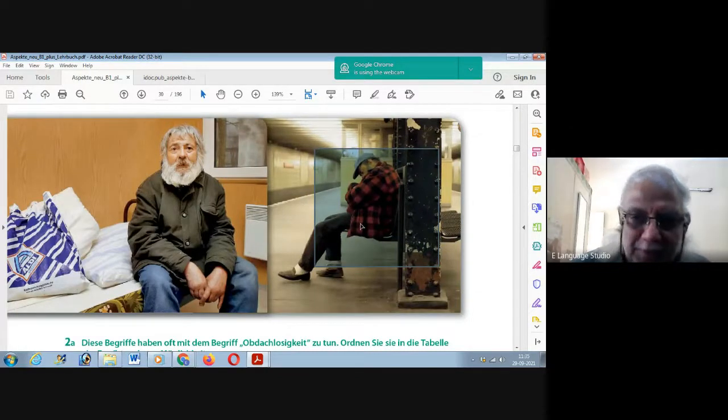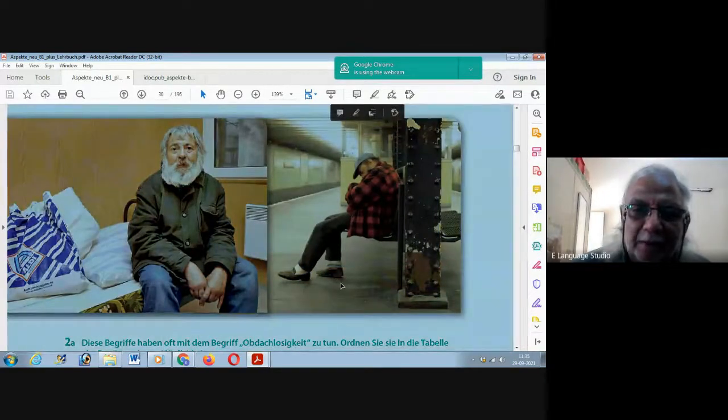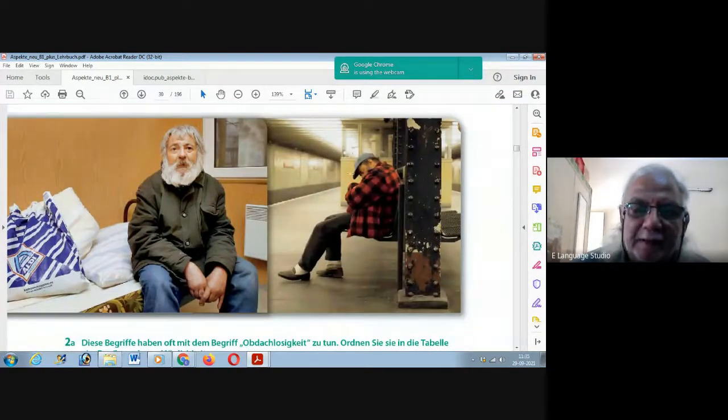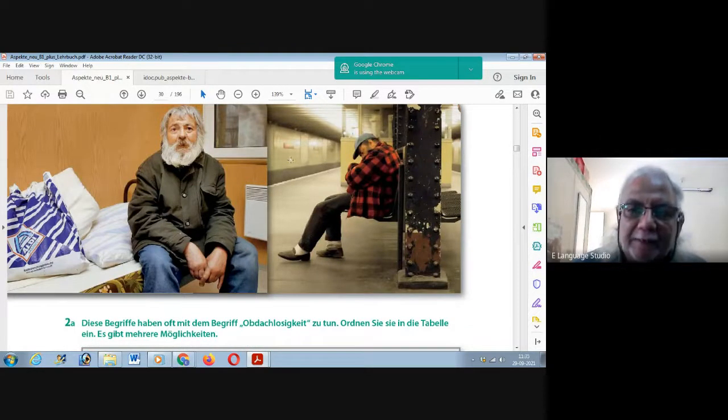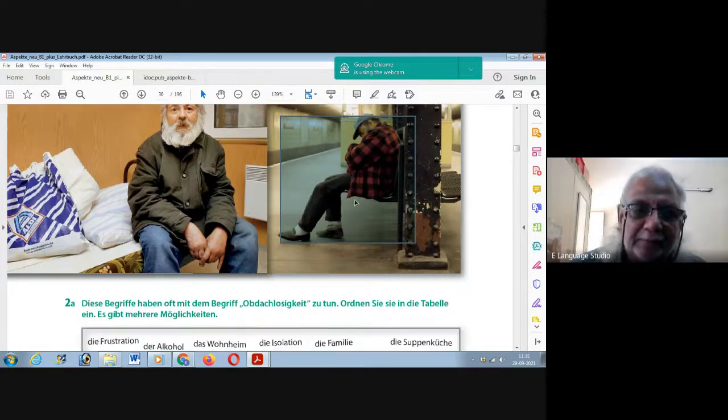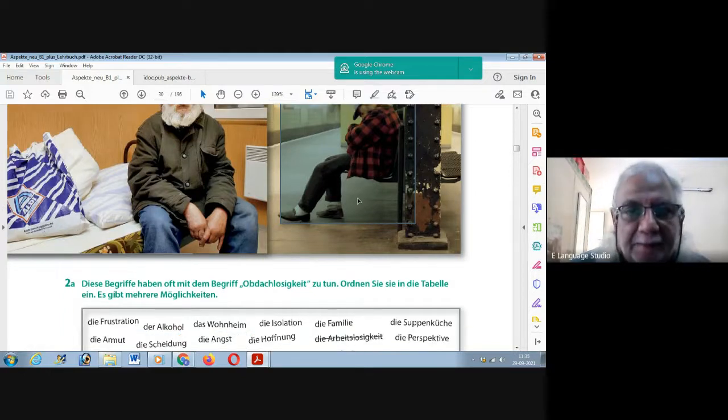Der schläft also auf der Bank in der U-Bahn. What is it called? Bahnhof. Haltestelle. Der schläft da. Der hat kein Haus, der hat kein Dach. Der ist obdachlos. He's homeless, he's shelterless. It's not an asylum seeker. He could be a German. Asylum is normally for people who are non-natives. They seek asylum.